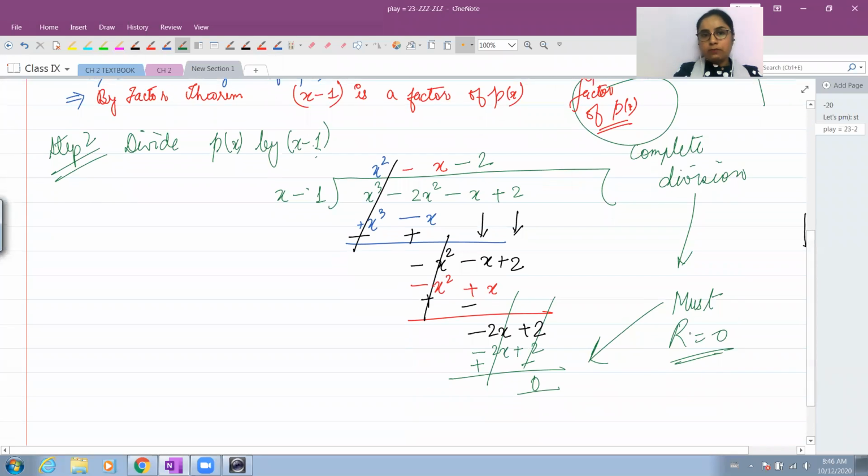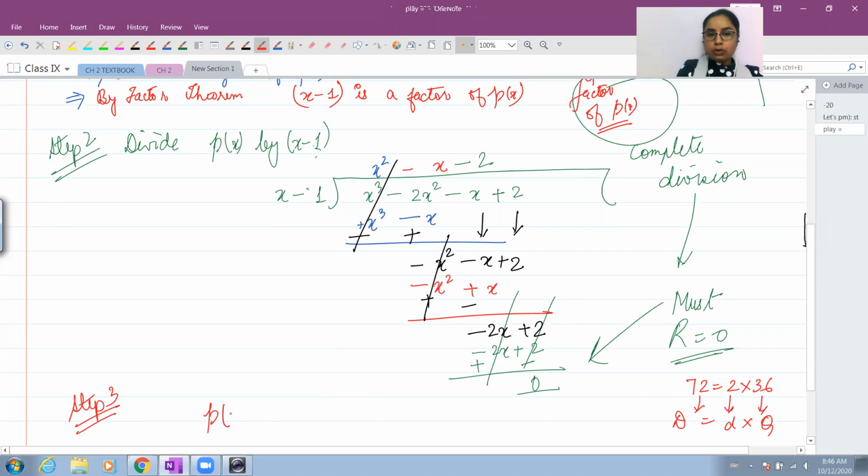Once you've done this, once you've divided your polynomial by the factor that you obtained on your own, we have step number 3. Step number 3 would be, जैसे हम 72 को लिख सकते हैं 2 multiplied with 36. This is how I'm going to write down. This was my dividend, and this was the divisor, and this was the quotient. This is what I'm going to do here. So I'm going to write down px equals to, the divisor is x minus 1 multiplied by my quotient, which is x square minus x minus 2.